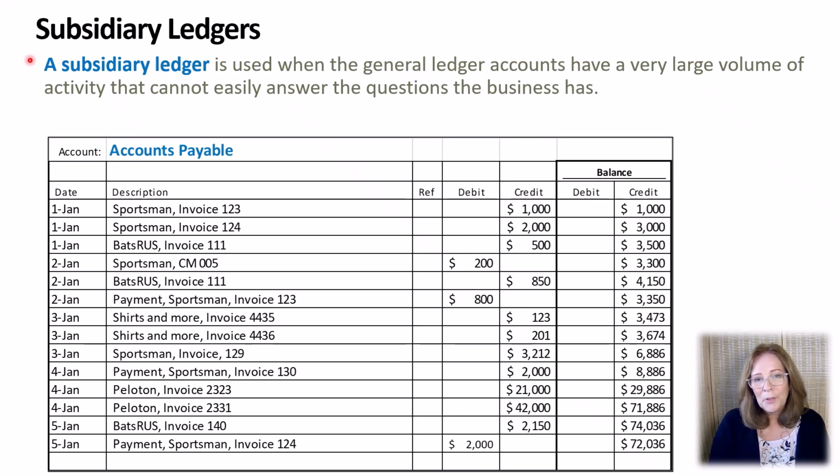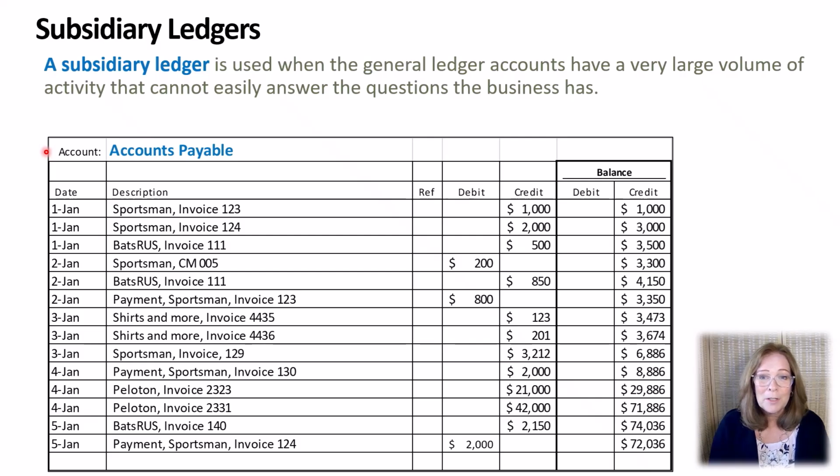The subsidiary ledger, often called a subledger, is used when the general ledger accounts have a very large volume of activity that cannot easily answer the questions the business has. Imagine that a business records all accounts payable transactions to its accounts payable general ledger account. How quickly could you answer questions about the activity?